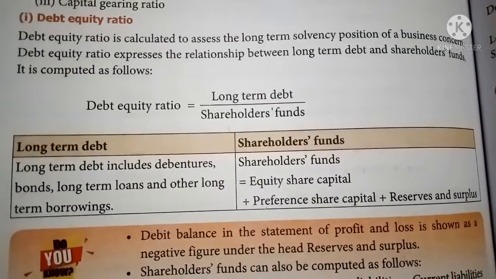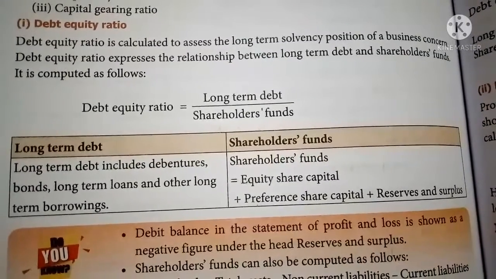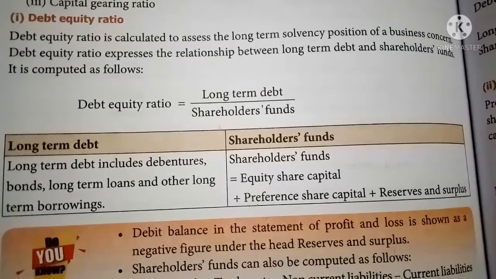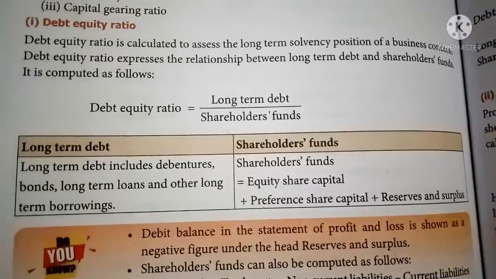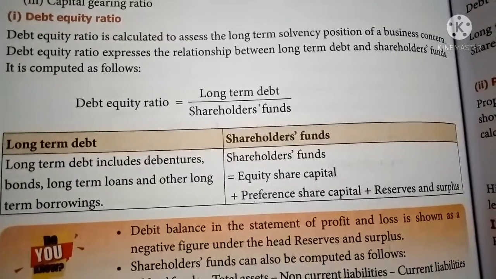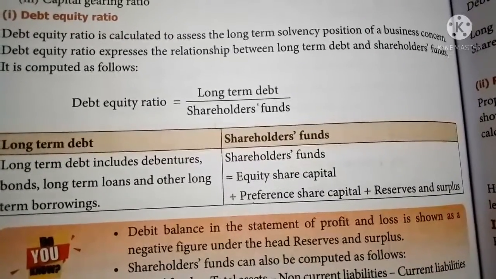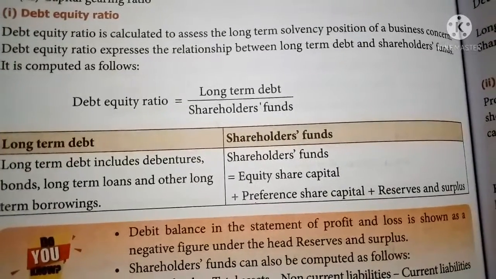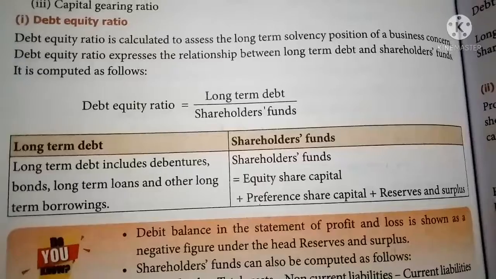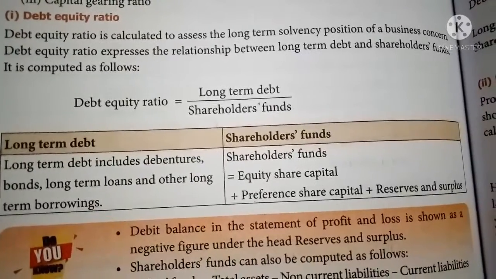In the case of debt equity ratio, it is a ratio to calculate the long-term solvency position of a business concern. So this ratio will express the relationship between long-term debt and shareholders fund. The formula for finding debt equity ratio is long-term debt by shareholders fund.